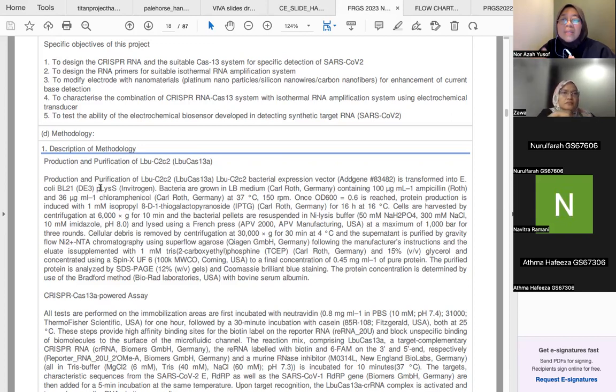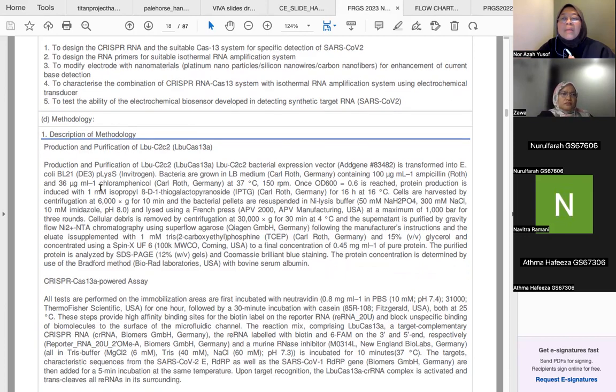Under the first objective, I can have a clear methodology section telling the reader how I'm going to do the lab work, how I am going to do the protocols or whatsoever. So these two cover the first objective.